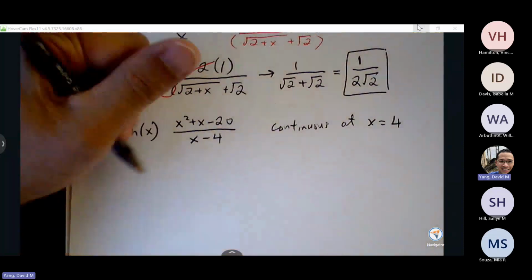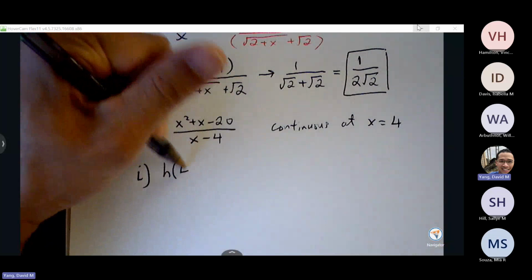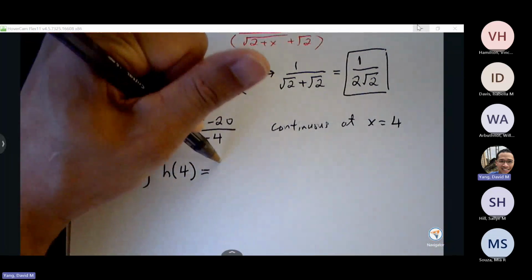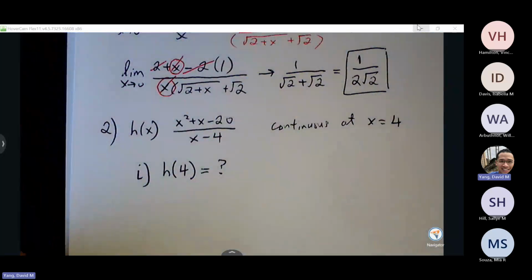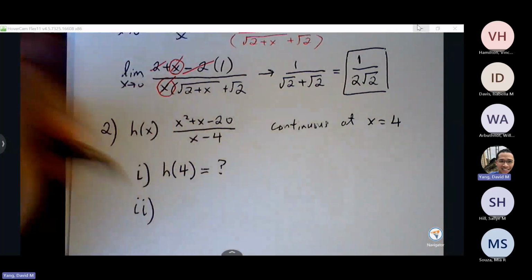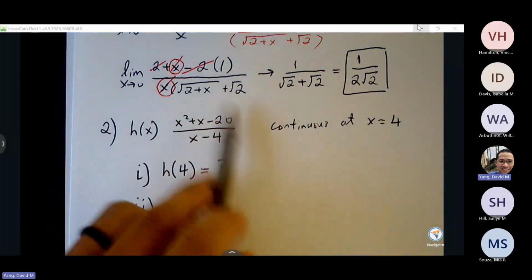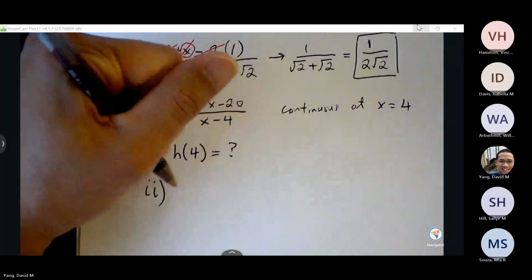Well, our condition says, let's start with the points. We want to find h of 4. And we know that's the unknown, right? We don't know what that is. That's what we're looking for. So we'll leave that empty, and hopefully we can come back to it and figure out what h of 4 must be equal to. Okay, but second condition, the limit. Well, there's only one function, so we're going to evaluate the limit as x approaches 4.